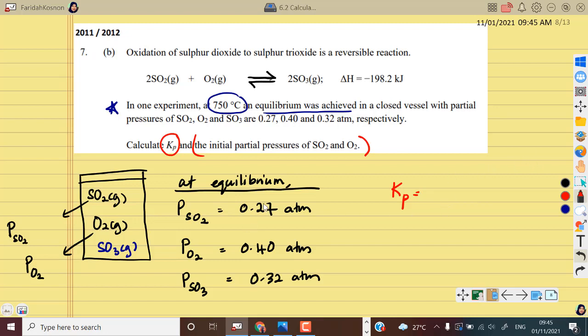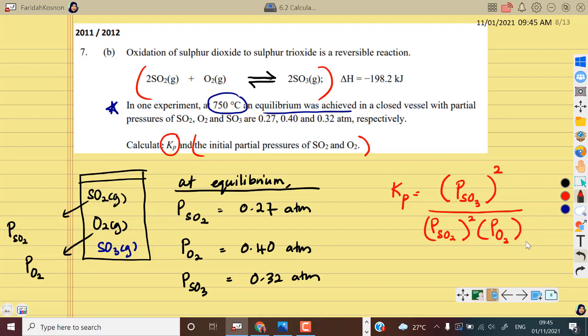So macam mana nak tulis Kp expression? Kena refer kepada balanced chemical equation. So the partial pressure of the product, partial pressure of sulfur trioxide, SO3, kurungan yang melengkung ini power of 2, divide by partial pressure of sulfur dioxide, power of 2 times partial pressure of oxygen gas. Ni power of 1 kita faham lah. So, hasil bahagi ini kita akan dapat satu nilai constant yang dipanggil Kp.